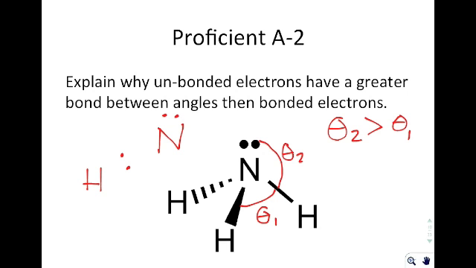So remember, this whole idea of electrons repulsing each other, because these electrons are further away, you create a greater distance between the bonded electrons than you do with the unbonded electrons. So these unbonded electrons will actually push these other bonds further away than they would if they were all bonded together, because they're physically closer to the central atom.